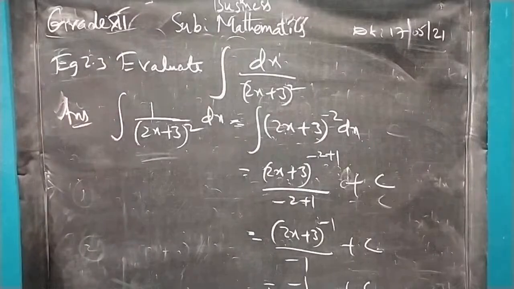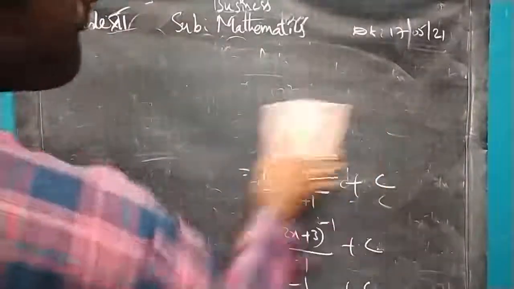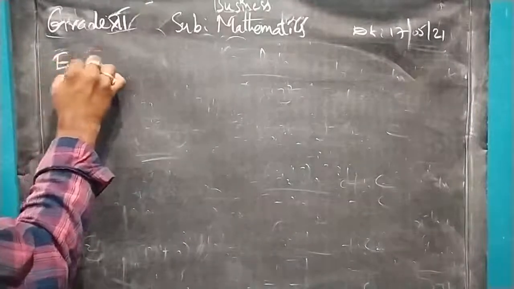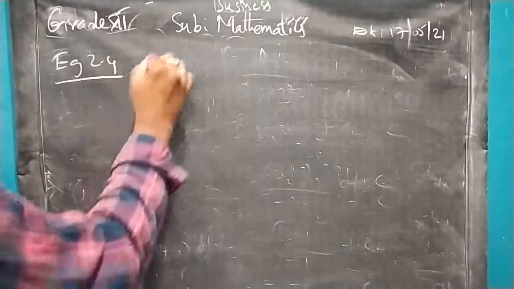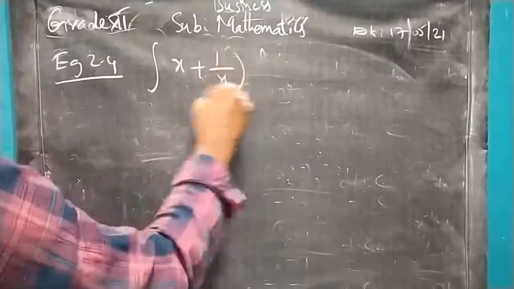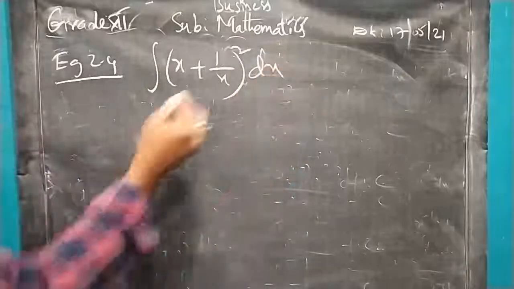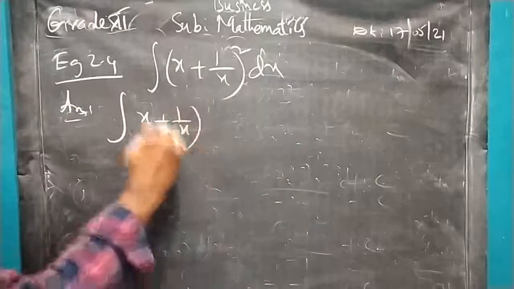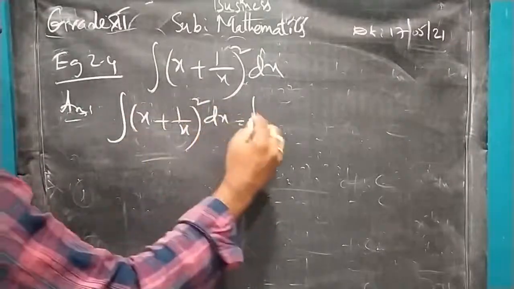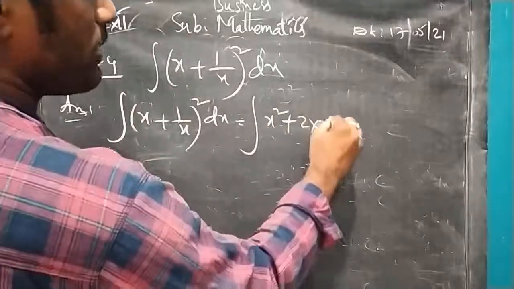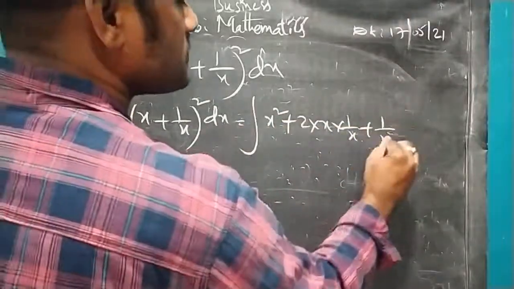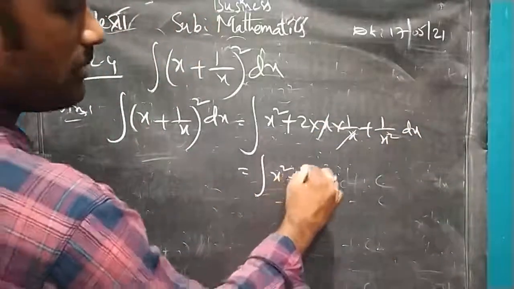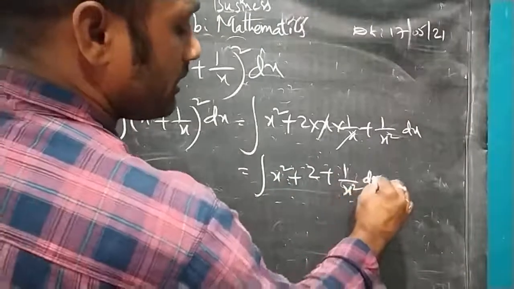Next we will see the next question. Example 2.4. Integral x plus 1 by x whole square dx. Answer. Integral of x plus 1 by x whole square dx. It is the a plus b whole square formula. So that can be written as a square plus 2ab plus b square. So x gets cancelled, and this can be written as x square plus 2 plus 1 by x square dx.